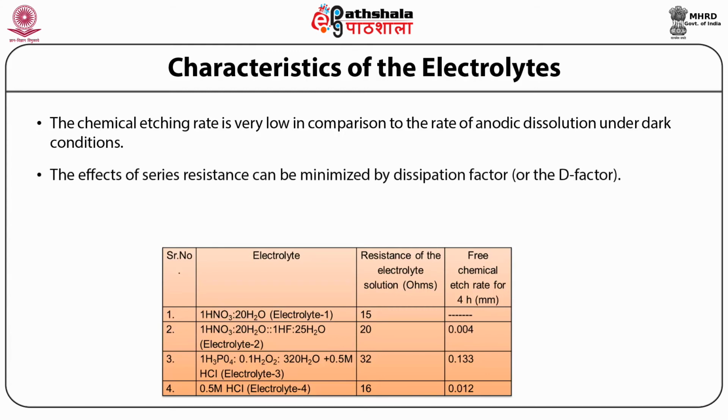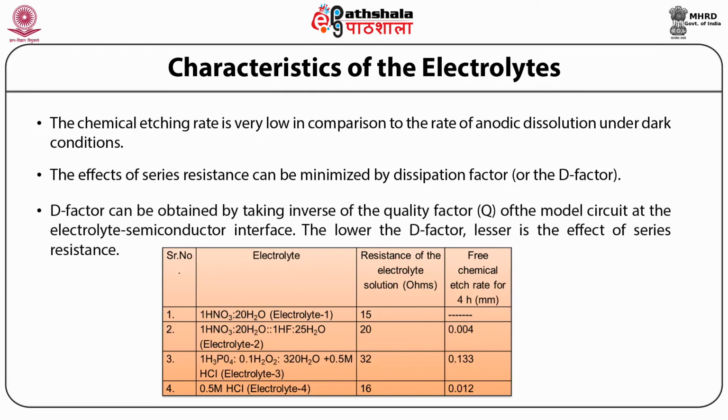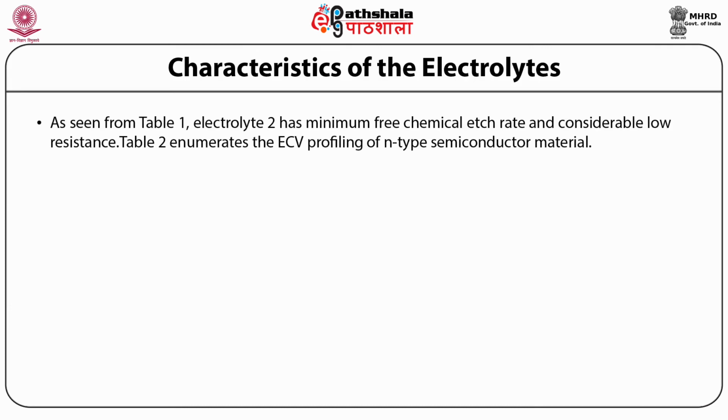The effects of series resistance can be minimized by the dissipation factor or D factor. The D factor can be obtained by taking the inverse of the quality factor Q of the model circuit of the electrolyte semiconductor interface. The lower the D factor, the lesser is the effect of the series resistance. As seen from Table 1, electrolyte 2 has a minimum free chemical etch rate and considerably low resistance.